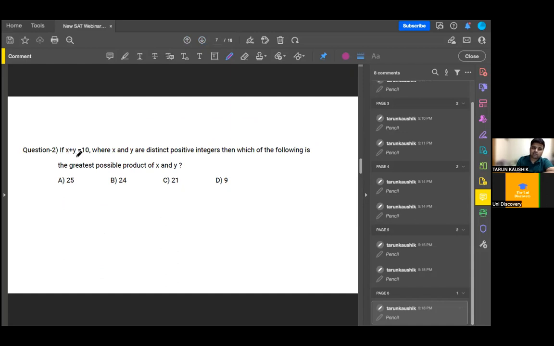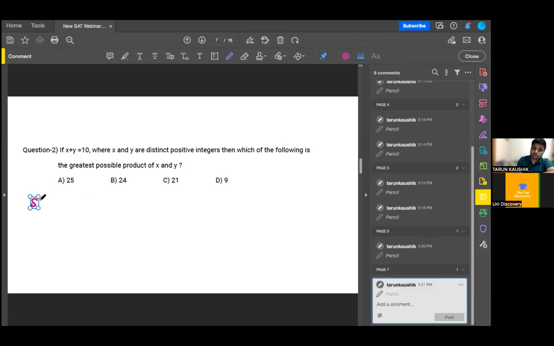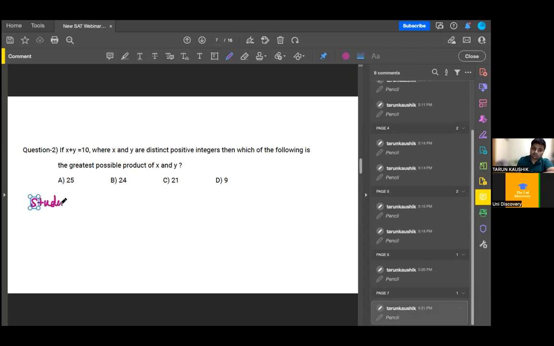It says the sum of two integers x and y is 10, and I need to figure out the greatest possible product of x and y. So let's try and see how the majority of the students approach this question.